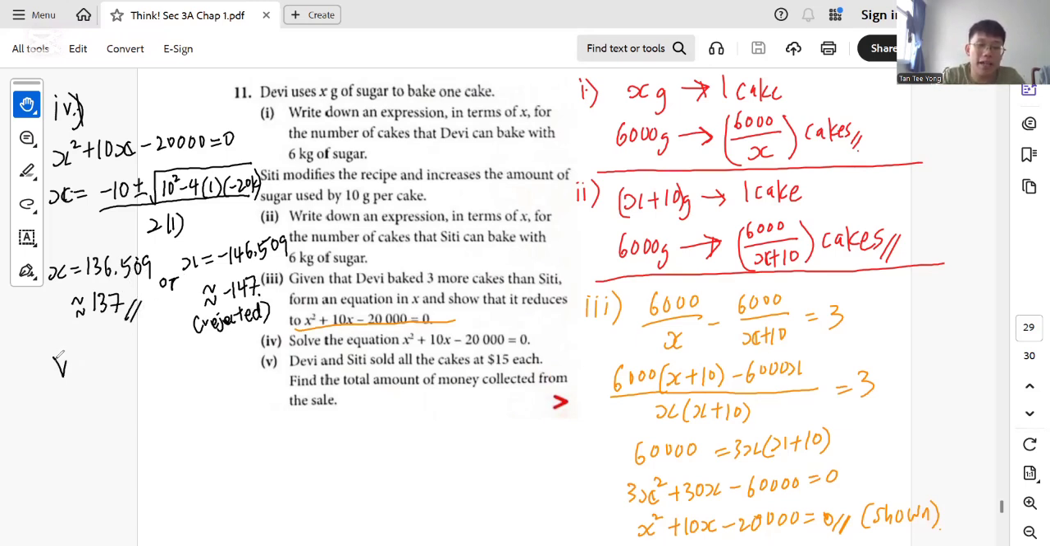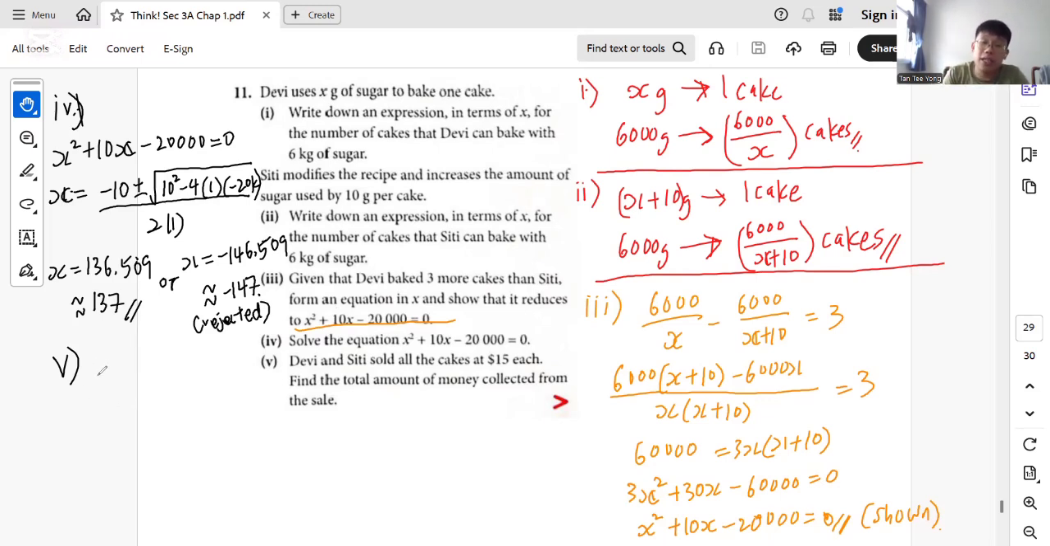Okay, then part 5. So yes, Devi and CT sold all the cakes at $15 each. Find the total amount of money collected from the sale. Okay, sure. So that means Devi is what? How many cakes is it? Oh wait, sorry. X is not the amount of cake. X is the amount of sugar. So anyway, yeah, you have to reject because you can't have a negative amount of sugar, right? So that means they are using 137 grams. Okay, for Devi actually, she's using 137 grams for one cake. And then for CT is 147 grams for one cake.